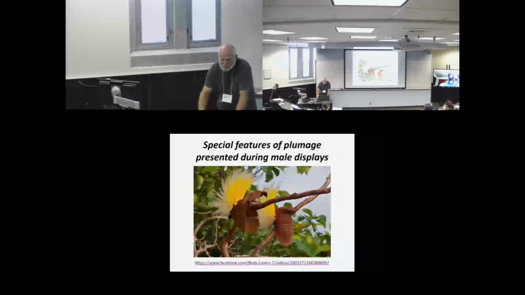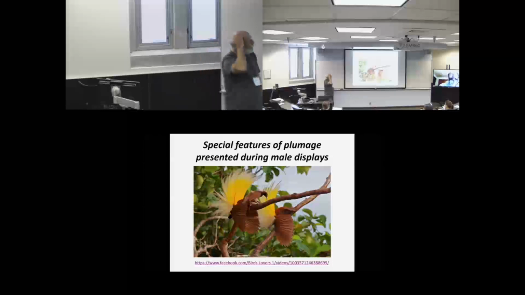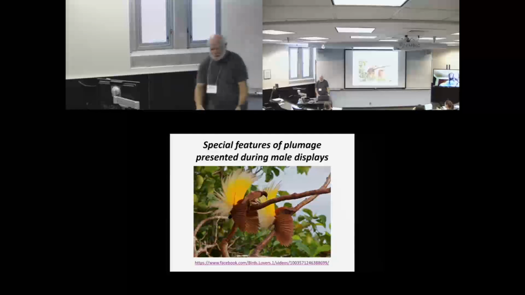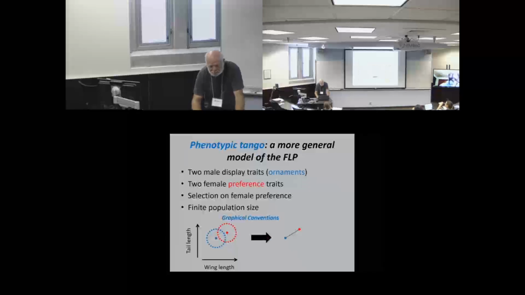And here's the justification for using the particular features we're using: wing length and tail length. Here's the length of the tail. And here you can see this female. I like the static display. You know, we have no idea what's going on in the brain, but it's plausible that the wing and tail are part of her mental evaluation.